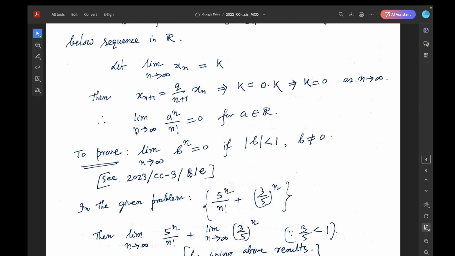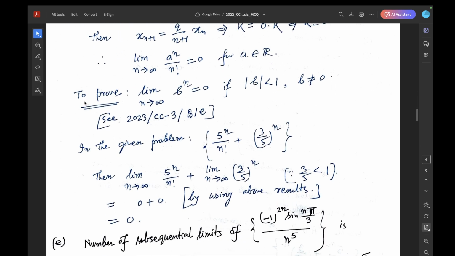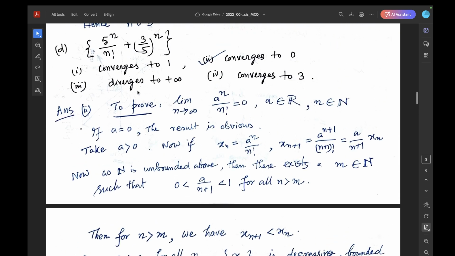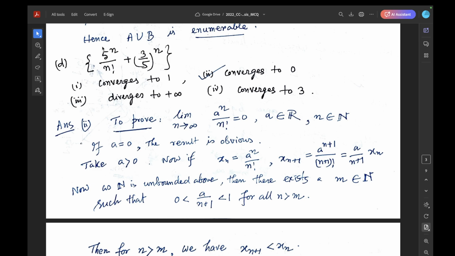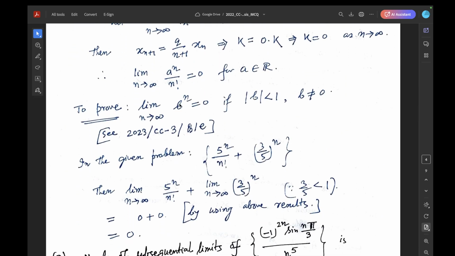Hence, limit n tends to infinity a to the power n by n factorial equals 0 for all a belongs to R. Now, next part B. Obviously 5 to the power n by n factorial tends to 0, and (3 by 5) whole to the power n also tends to 0 because 3 by 5 is less than 1. This is the result: limit n tends to infinity b to the power n equals 0 if modulus of b is less than 1 and b is not equal to 0.